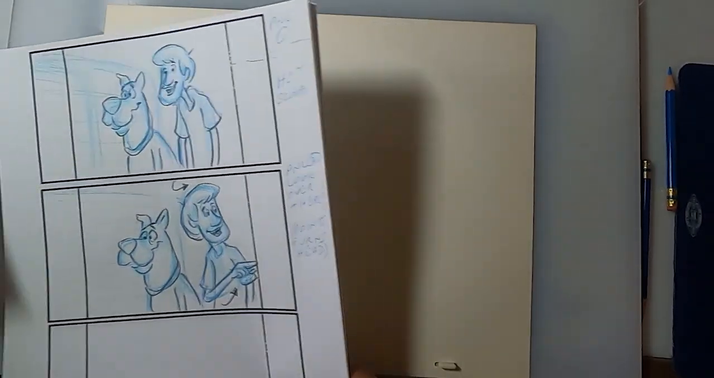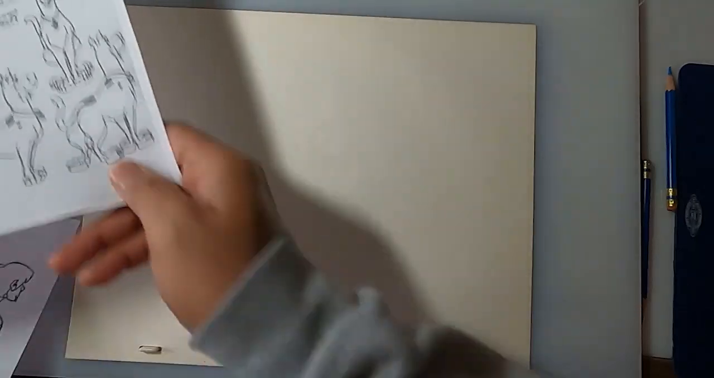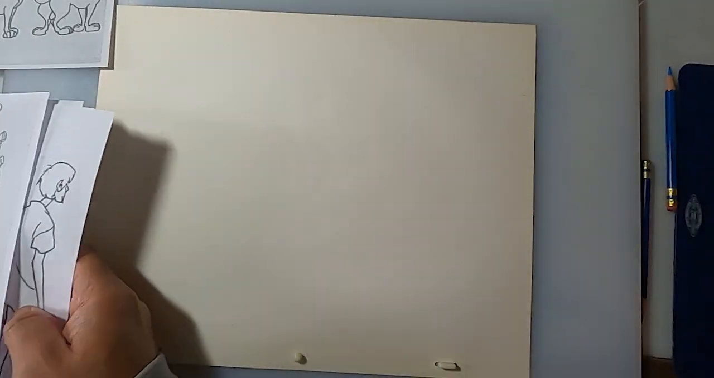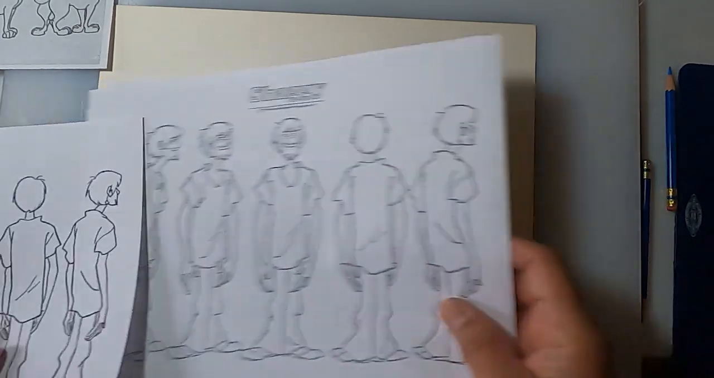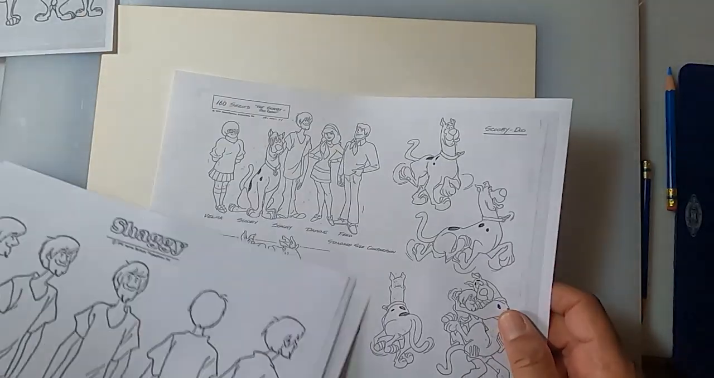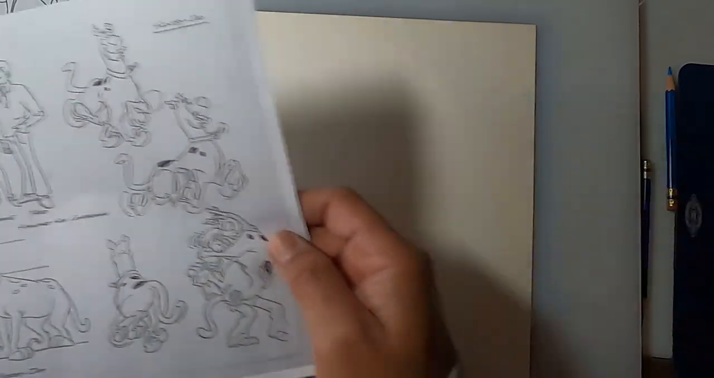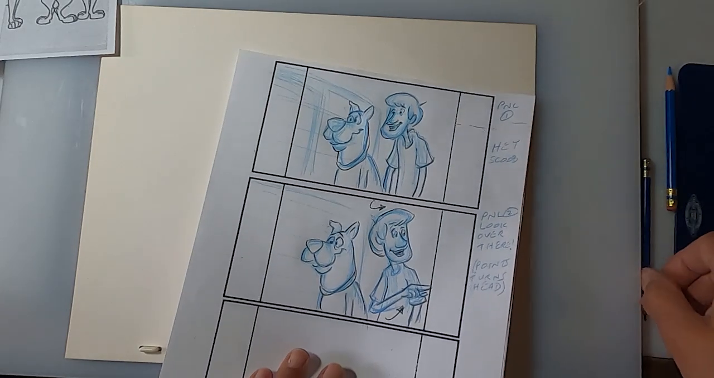So to do this, what we need is a blank sheet of paper. There are model sheets that we download from the internet so that we know exactly how to draw the characters. Shaggy models. Lineup of the gang. And so we keep this to the side.